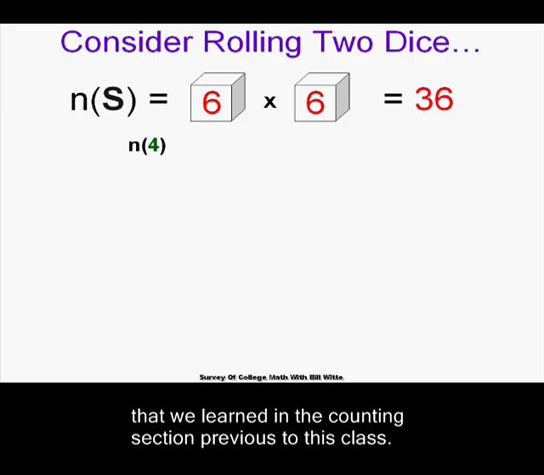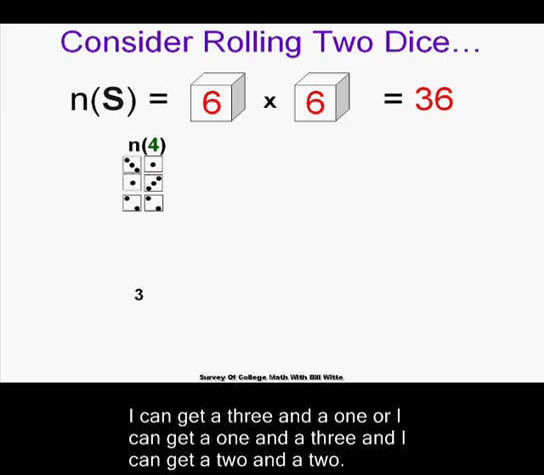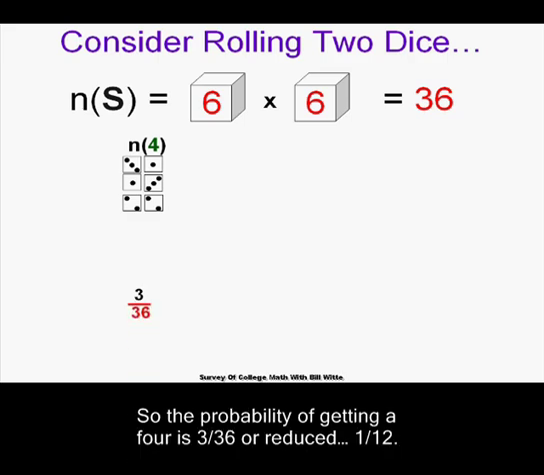What is the number of ways that a 4 can occur? Well, let's look at it. We could get a 3 and a 1. We can get a 1 and a 3. We can get a 2 and a 2. And that's the only way. So there's 3 ways that a 4 can happen. And our sample space is 36. So the probability of getting a 4 is 3/36, or reduced 1/12.